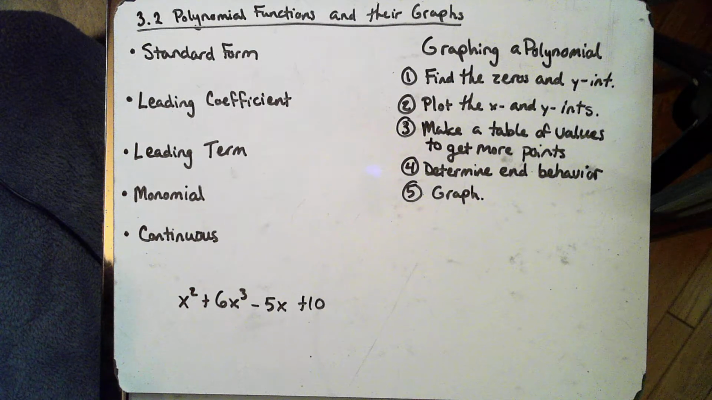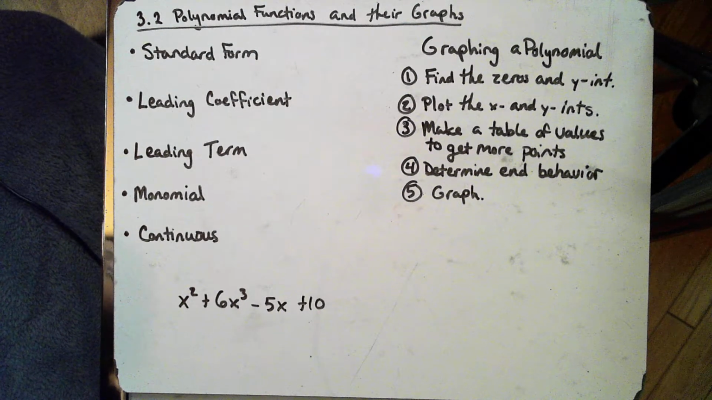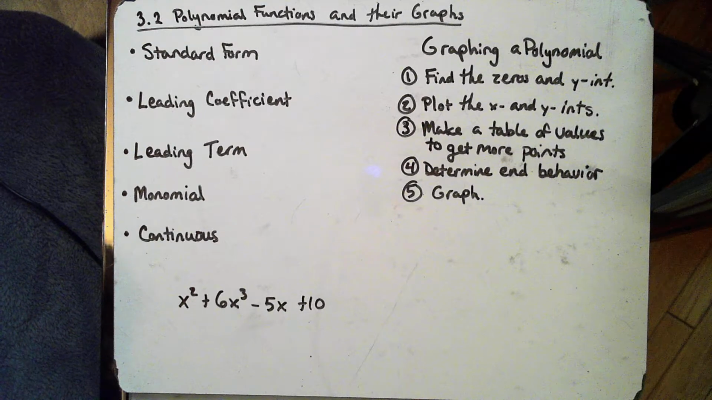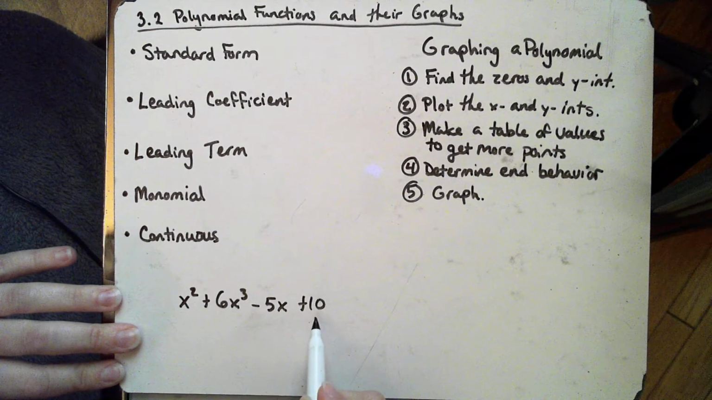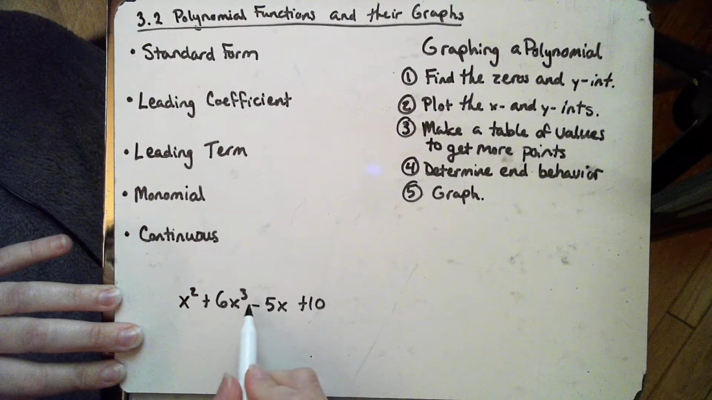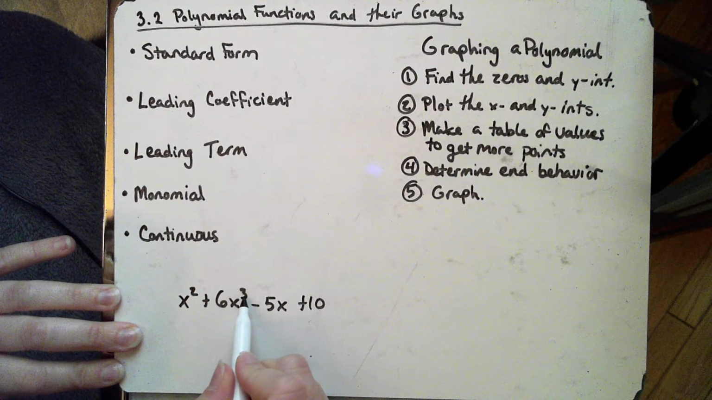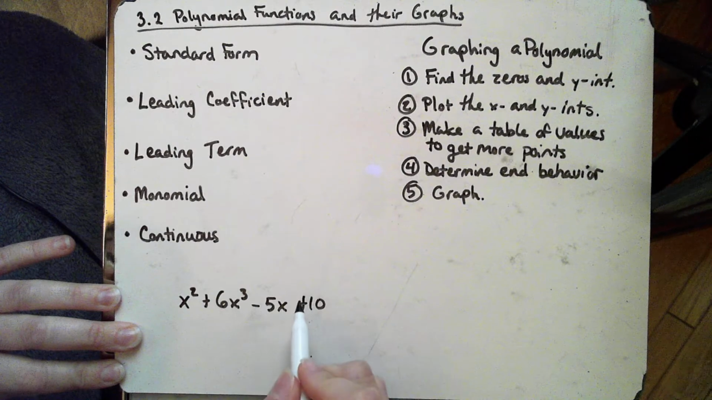Hi everyone, we're going to do a quick introduction for lesson 3.2, polynomial functions and their graphs. So we're going to start out by looking at some terms that you probably should know, but I wanted to make sure that you do. The first one is standard form for a polynomial. In any given polynomial function, standard form means that the powers on the variables go from greatest to least.